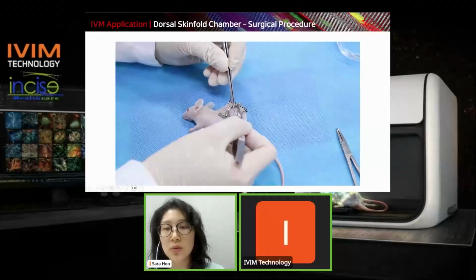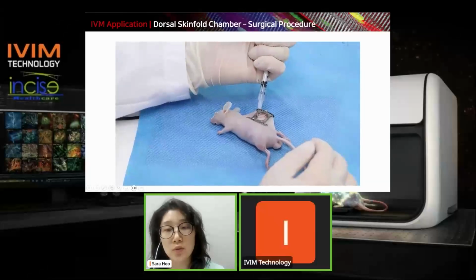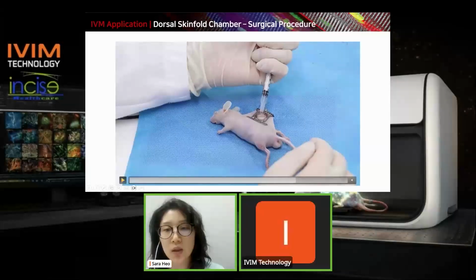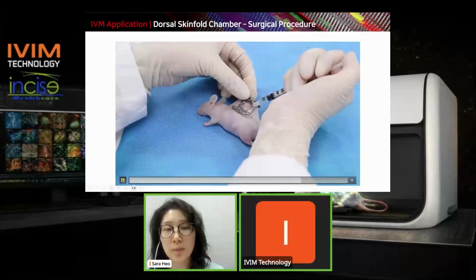It is very important to remove the skin of the one side only, not the opposite side. And after removing the skin, the membrane has to be removed without injuring blood vessels. And right now, with the skin and the membrane successfully removed, the exposed area is getting filled with sterile saline to prevent tissue dehydration.